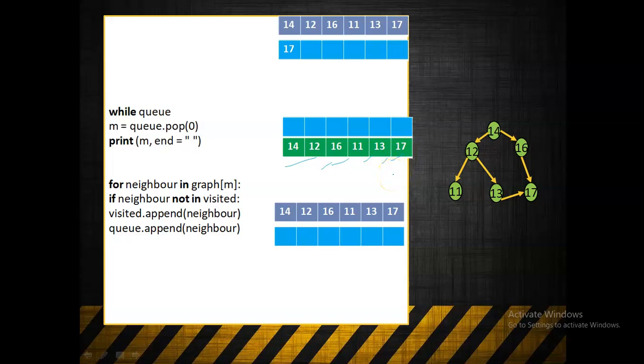This is how the Python code works. So this is a simple example implementation of breadth first search using Python.